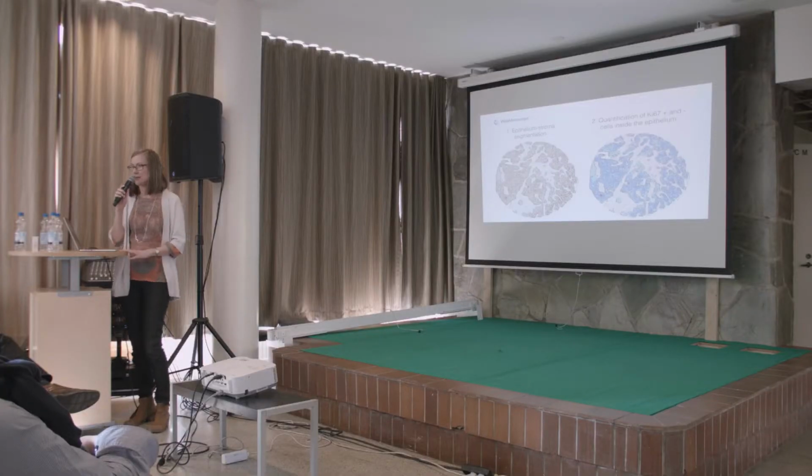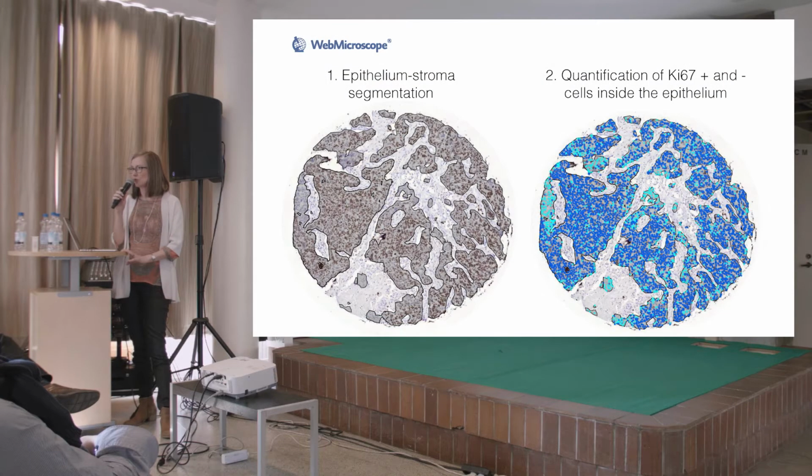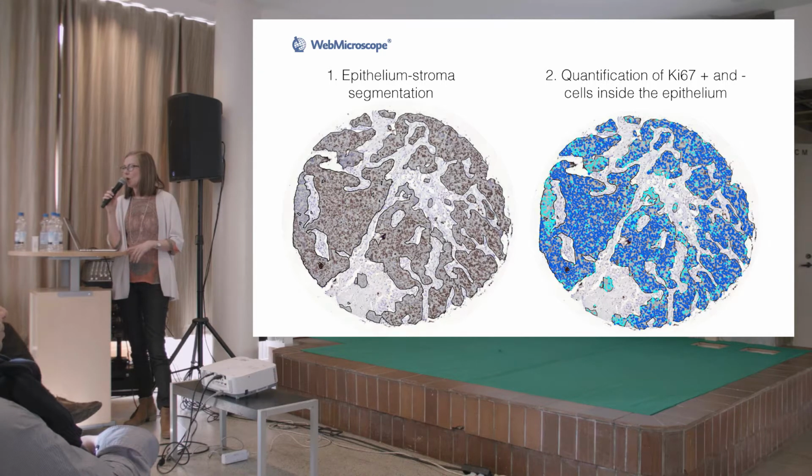So here on the left-hand side, you can see first the epithelium and stroma segmentation, and then on the right-hand side, the biomarker quantification inside the epithelium. And in our software, we show and display the results as images on top of the original image. And it's a so-called pyramid structure where you can really zoom into the cellular level to see the results and the details. So the pathologist or the researcher can visually verify the results that the computer gives them. And this is very important.